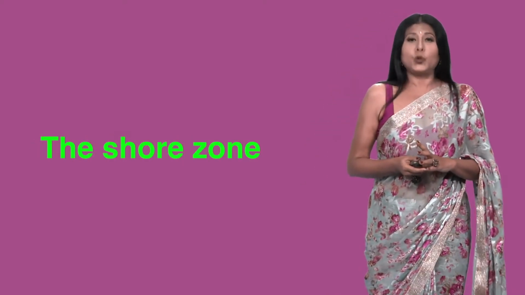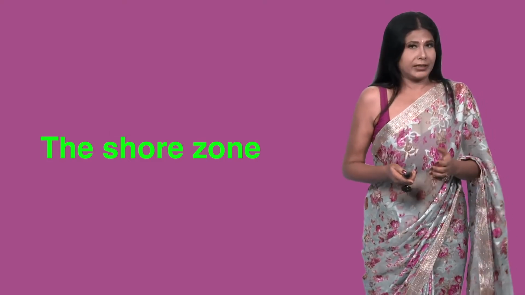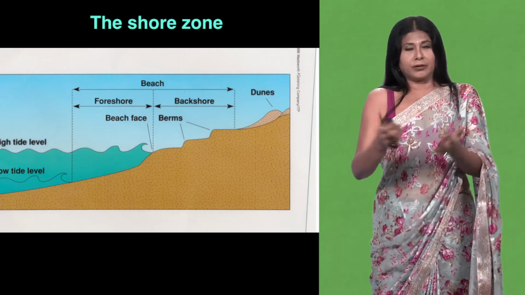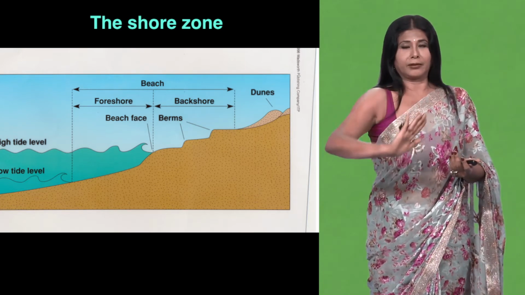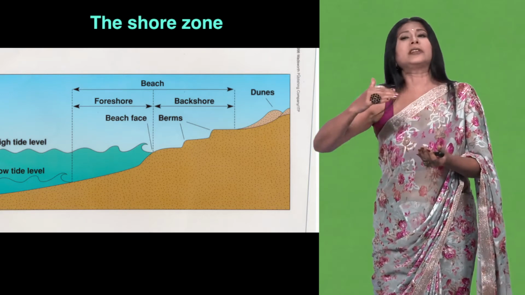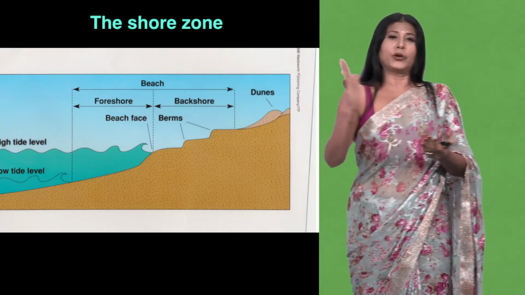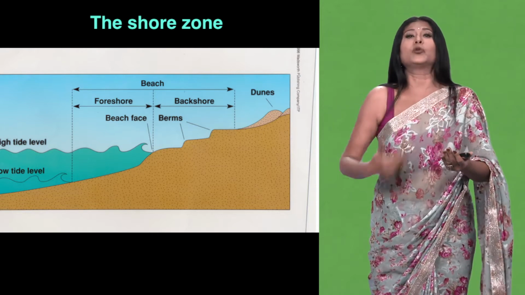Next point is the shore zone. Let us define what a shore is. When we go to any coastal area or any sea beach, as we stand and look towards the ocean, we will see the waves coming towards us and going backward again. During the high tide every day, there is a point up to which the water is coming, and during the low tide up to a point where the water goes down. So we are looking at a whole profile which we call the shore zone.